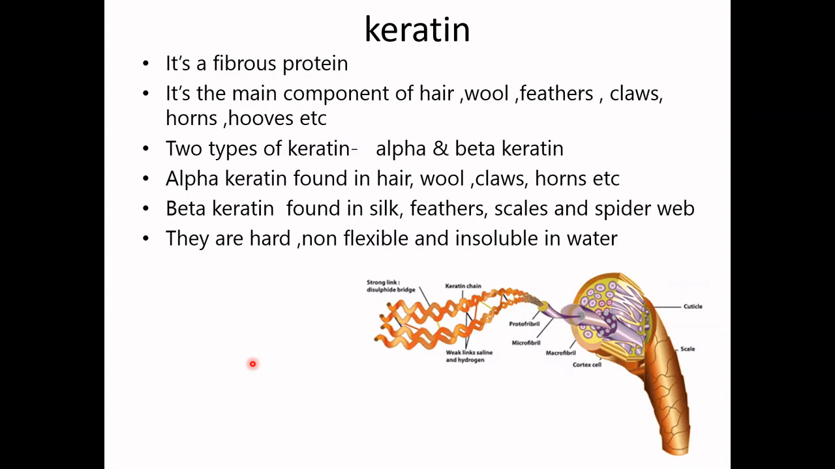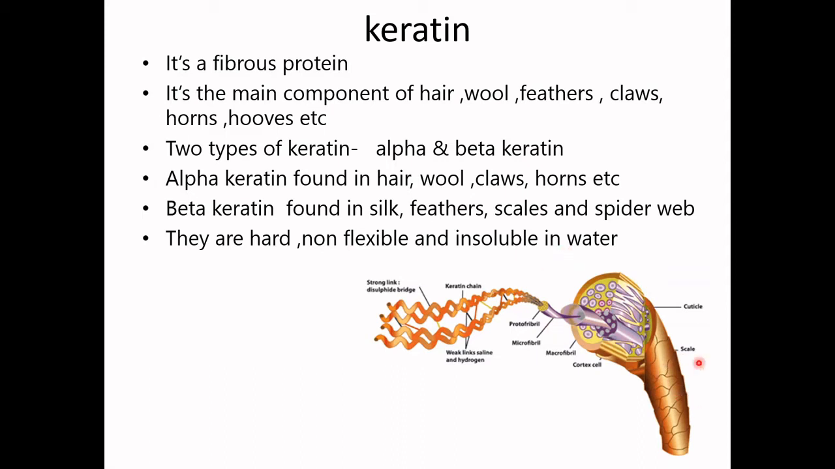So keratin belongs to fibrous protein, and it's a component of hair, wool, feathers, claws, horns, etc. There are two types, called alpha and beta keratin. So these are examples of alpha keratin, and these are examples of beta keratin. And the spider web is made up of beta keratin. They are hard, non-flexible, or flexible also, and insoluble in water.